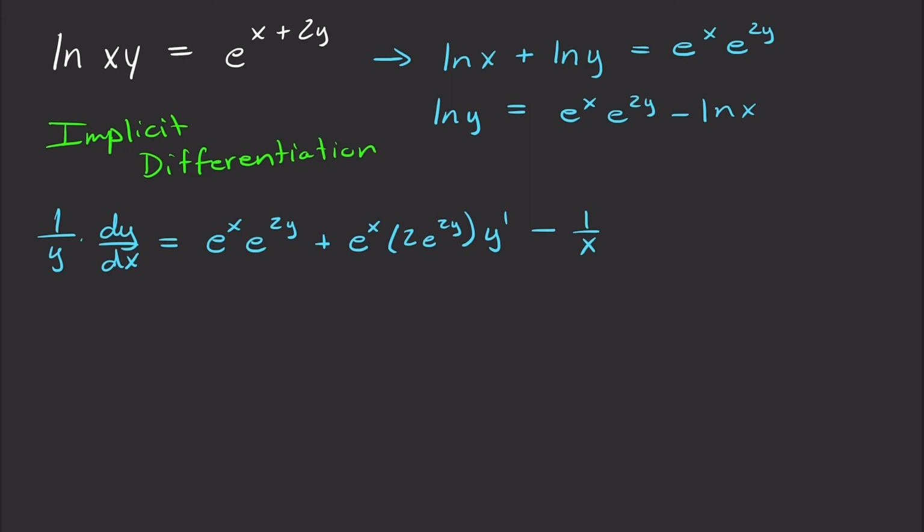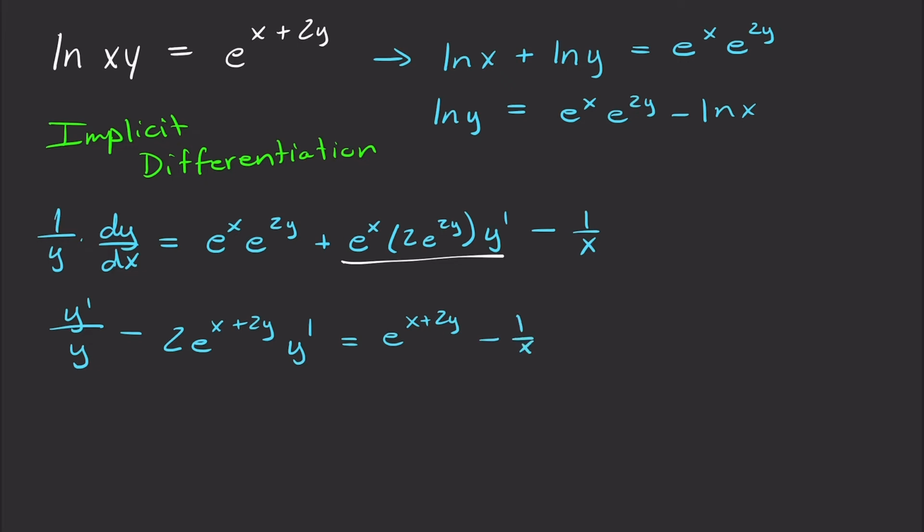So now I need to get my y primes on one side. So on the left-hand side, I already have y prime over y, so I just write my dy dx as y prime. And I need to move over this other term that has a y prime in it. So I'll subtract it and get 2e to the x plus 2y. So I'll go ahead and redistribute those exponents, times y prime equals e to the x plus 2y. There's no reason for me to keep it the way it is, minus 1 over x.